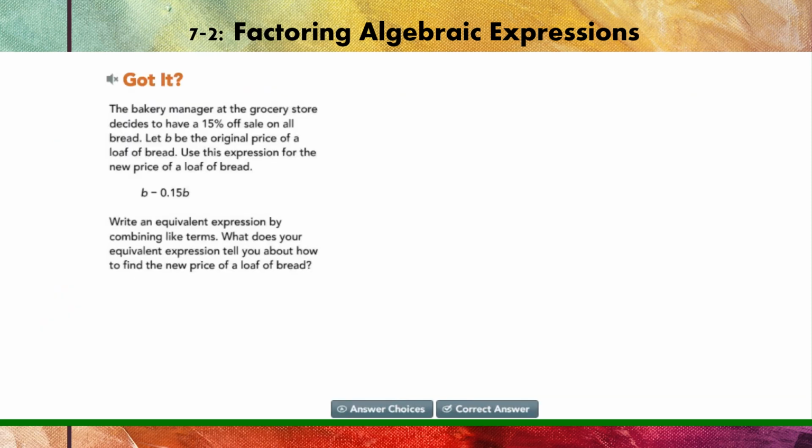The bakery manager at the grocery store decides to have a 15% off sale on all bread. Let B be the original price of a loaf of bread. Use this expression for the new price of a loaf of bread. Write an equivalent expression by combining like terms. What does your equivalent expression tell you about how to find the new price of a loaf of bread?